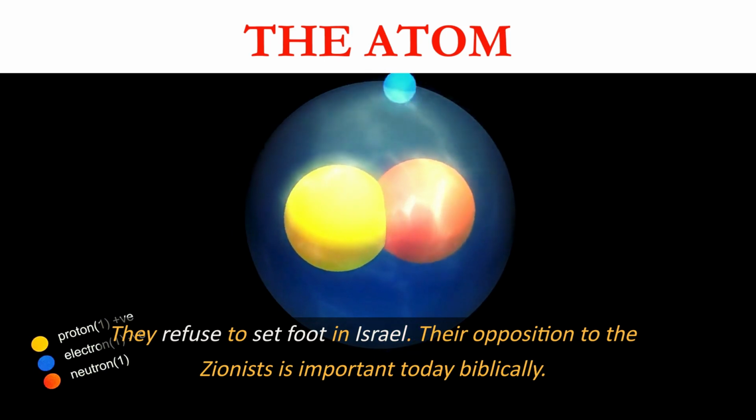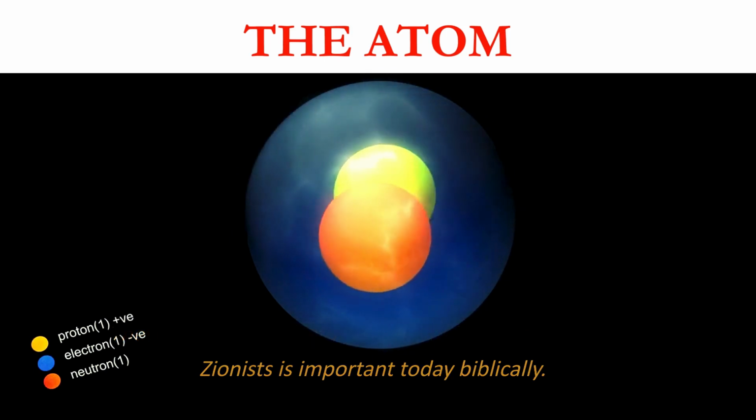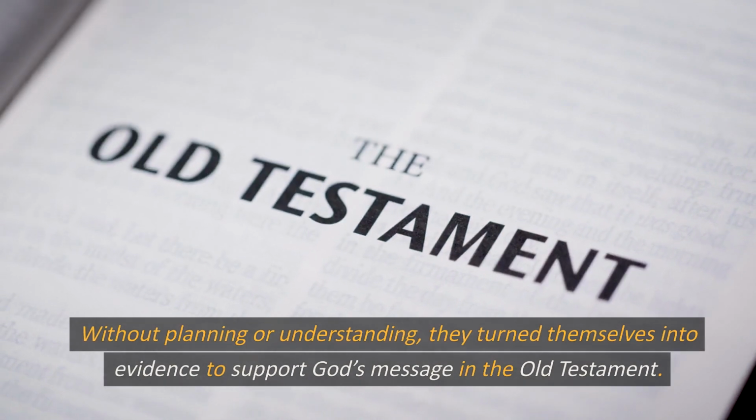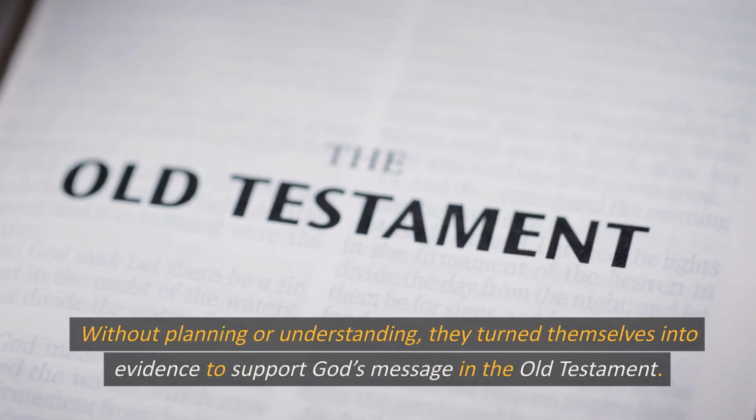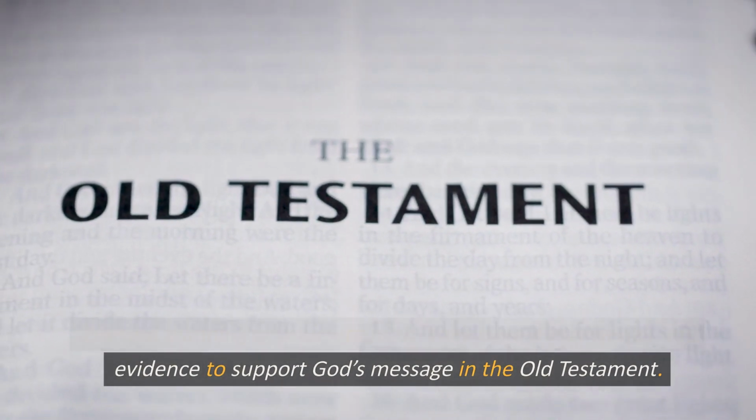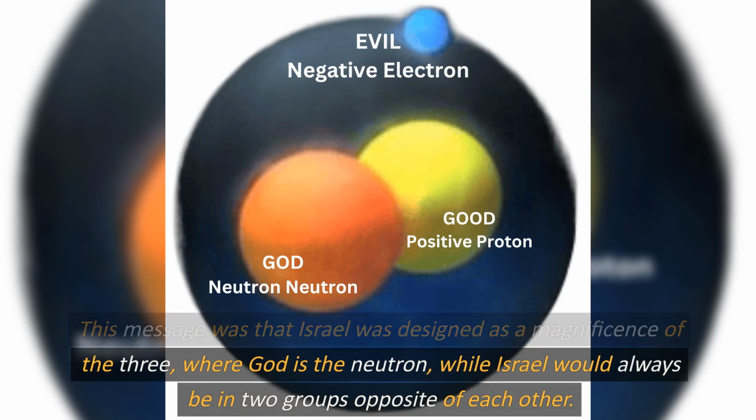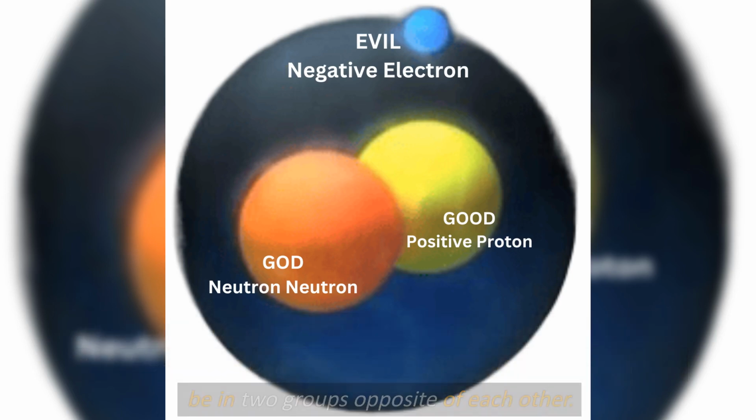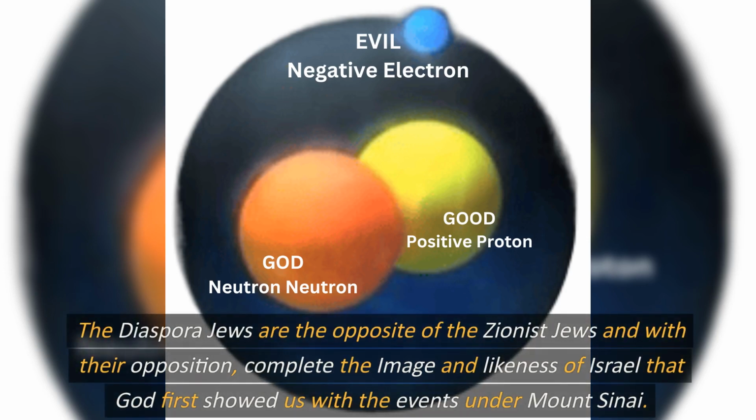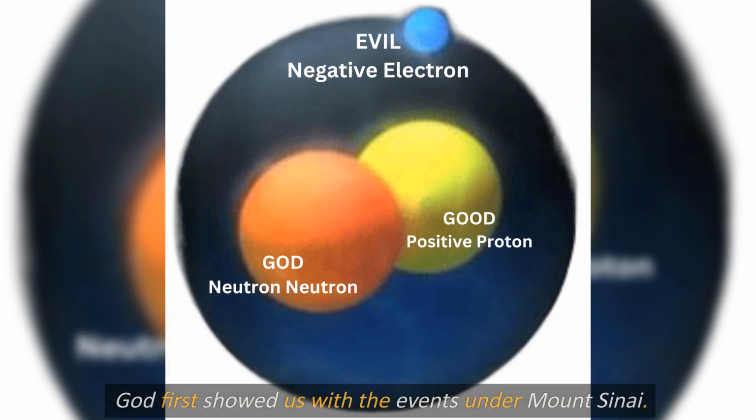Their opposition to the Zionists is important today, biblically. Without planning or understanding, they turned themselves into evidence to support God's message in the Old Testament. This message was that Israel was designed as a magnificence of the three, where God is the neutron, while Israel would always be in 2 groups opposite of each other. The diaspora Jews are the opposite of the Zionist Jews, and with their opposition, complete the image and likeness of Israel that God first showed us with the events under Mount Sinai.